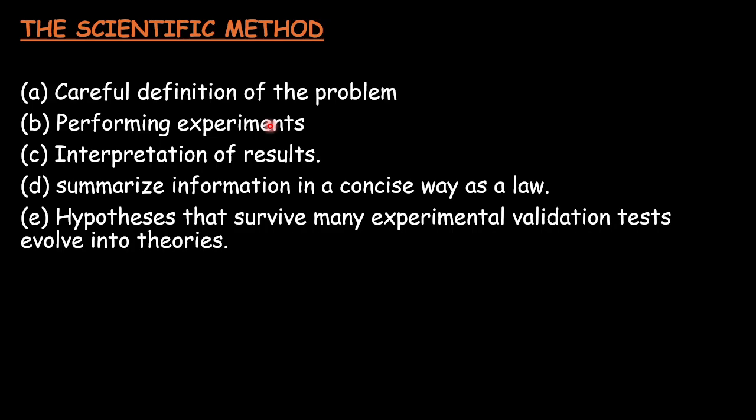Once you perform experiments, you're going to interpret the results that you get from the experiments, that is, if the water would be drinkable when you test it, or if the water would still contain parasites and thus be unsafe for you to consume. Then you're going to summarize the information from the results into a concise law. For example, you would say if you boil water, the parasites or the bacteria in the water are going to die. So a law is basically telling you what's going to happen when you do something.